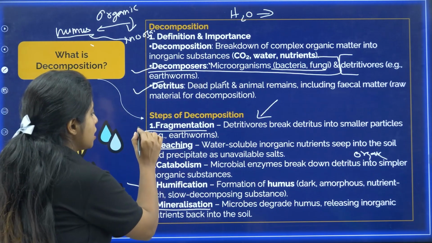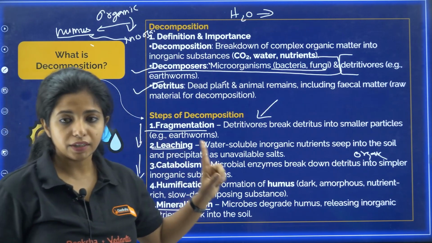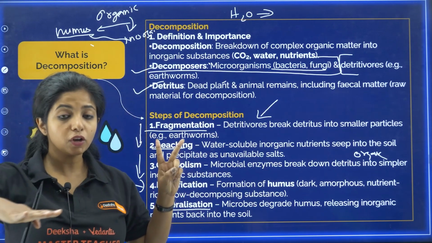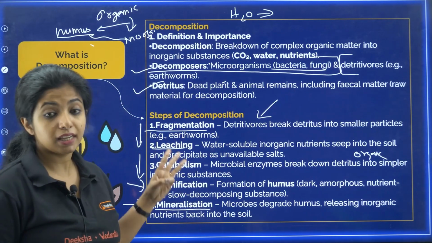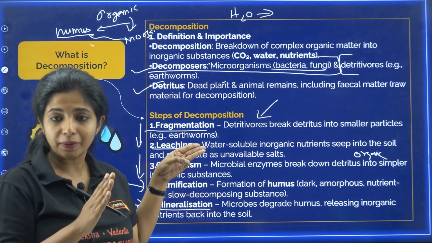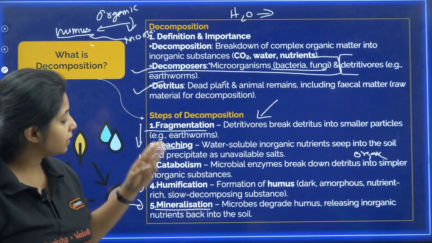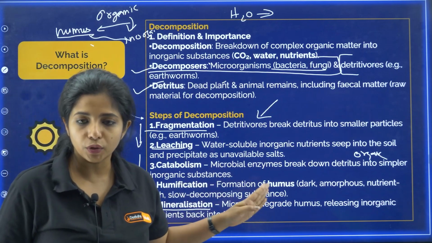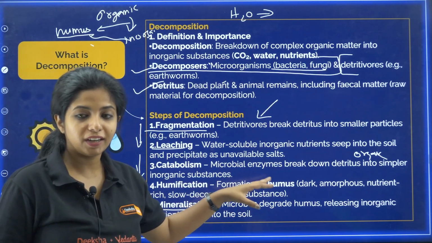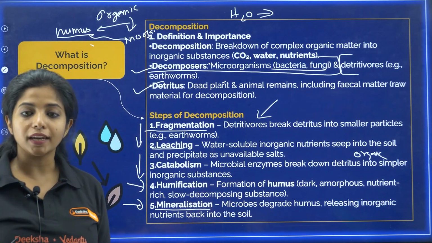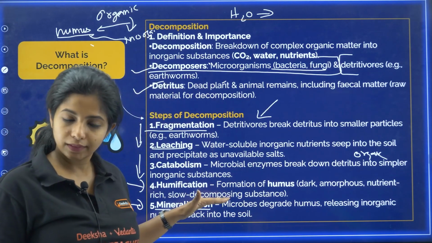So you would be asked to basically put them in order. First is fragmentation done by detritivores, then is leaching, where the water soluble inorganic nutrients would be going into the soil as unavailable salts. Third thing is catabolism, where the microbes come into play. They are going to break down the organic detritus into simple inorganic things. And then comes humification, where we are forming humus. And the fifth one, that is mineralization, where the microbes degrade the humus, releasing the inorganic content back into the soil. I hope you got it. So decomposition is done.